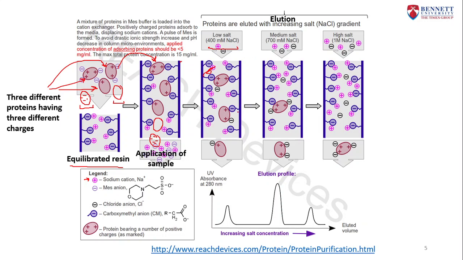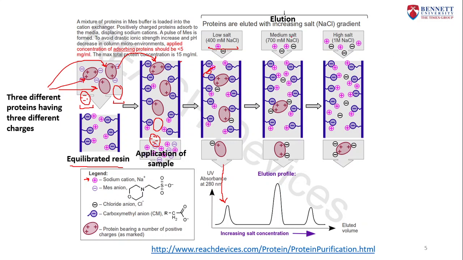0.4 molar sodium chloride will not do much to separate your triple charged protein, but it will be good enough to compete with the single charged protein and replace it, so your single charged protein will try to come out. So this is your single charged protein. Okay, we are monitoring their elution by using UV 280 nanometer, because your proteins absorb at UV 280 nanometer. So this is your single charged protein coming out.